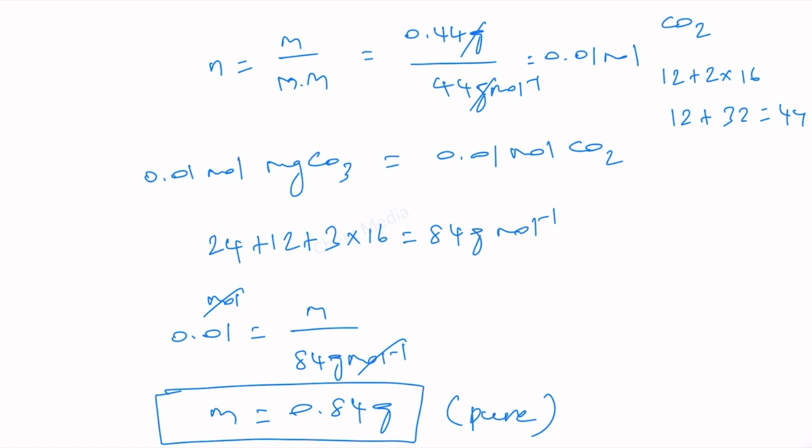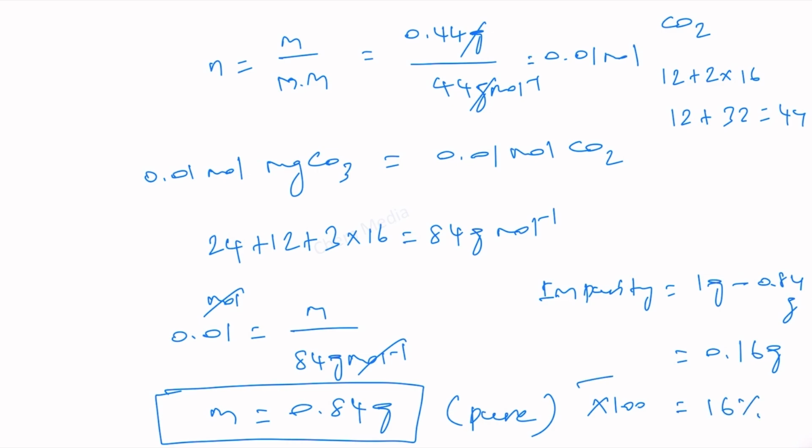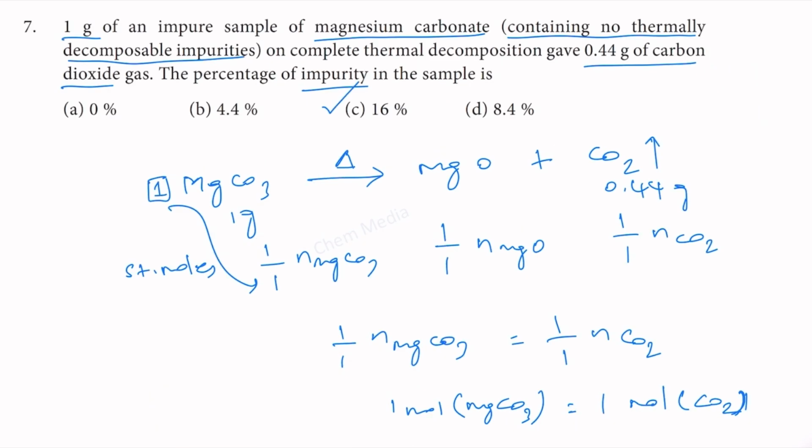But what was the weight given in the question? It was given 1 gram, and therefore, the impurity is equal to 1 gram minus 0.84 gram, that is 0.16 gram. So, in terms of percentage, if you want to talk about, then multiply by 100. Therefore, 16% is the impurity. Therefore, option C is correct.